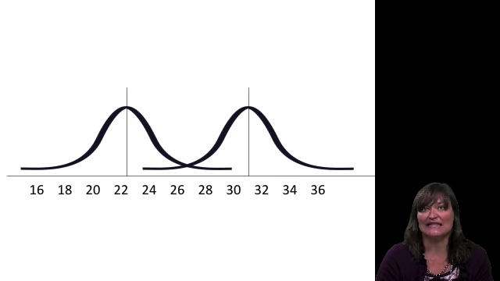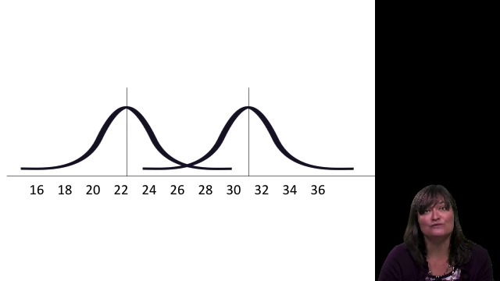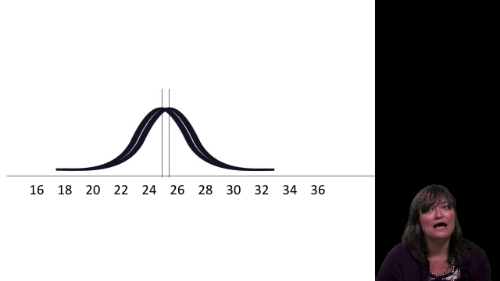So if the data looked like this, where we had one mean around 22 and one mean around 31, and the distributions, based on how large the standard deviations are, looked roughly like that, I think we would all be able to agree, wow, there's no way those two groups are the same. Those are different groups. On this variable, those are two samples drawn from different populations.